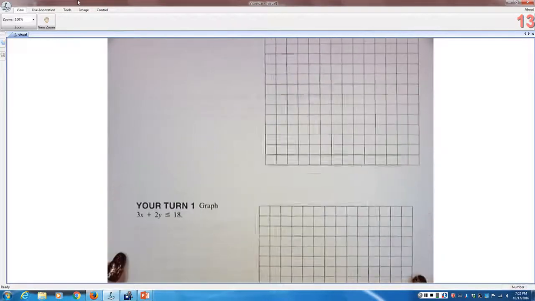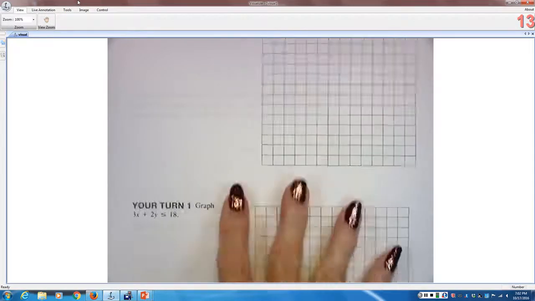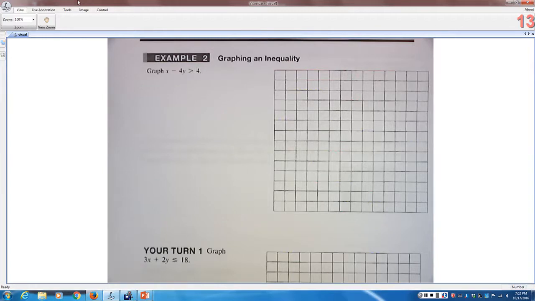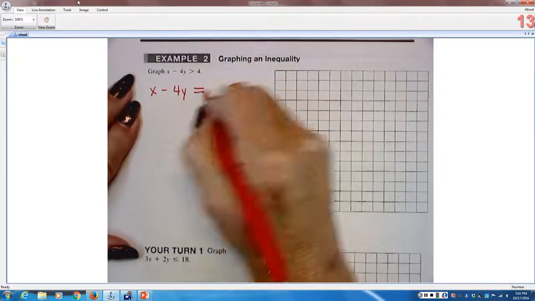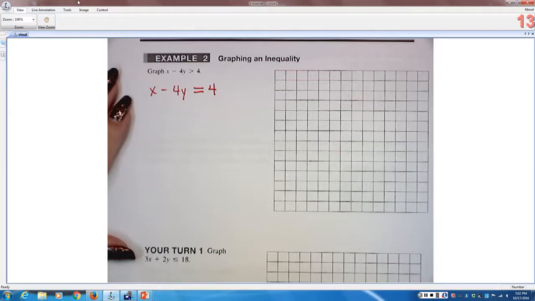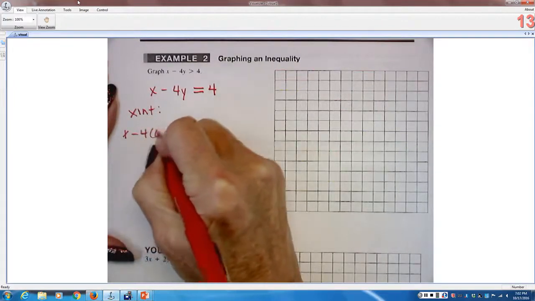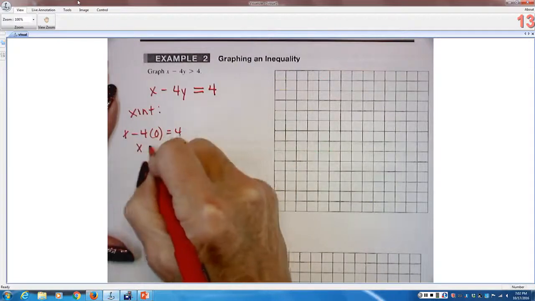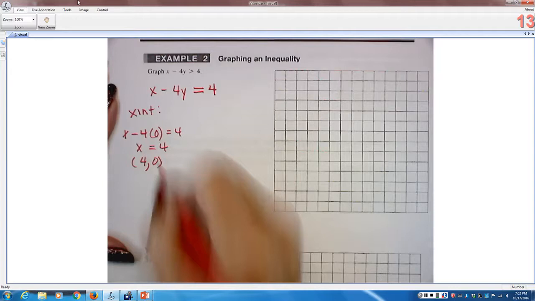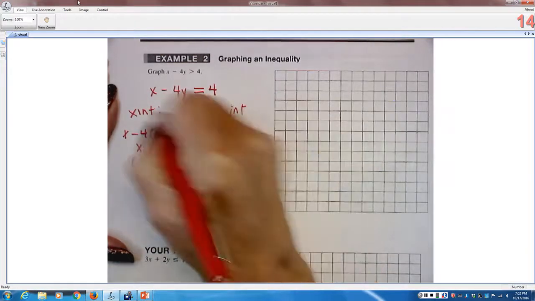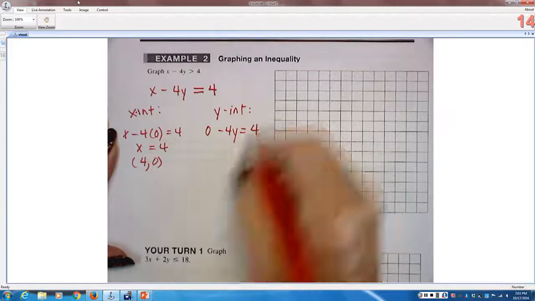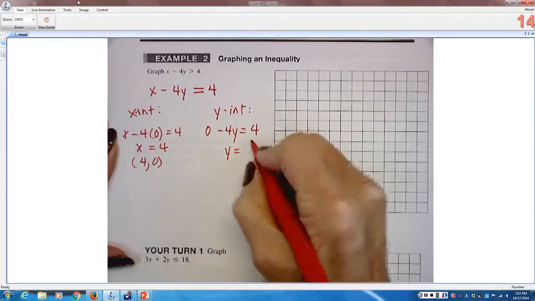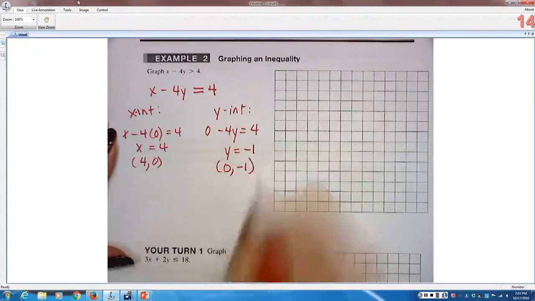Let's try another one. x minus 4y is greater than 4. Again, we're going to start by graphing x minus 4y equals 4. So we're going to find the x-intercept. x minus 4 times 0 equals 4. x equals 4. So we have the point (4, 0). And then the y-intercept, we're going to let x be 0. 0 minus 4y equals 4. y equals 4 over -4, which is -1. So we will plot those two points.